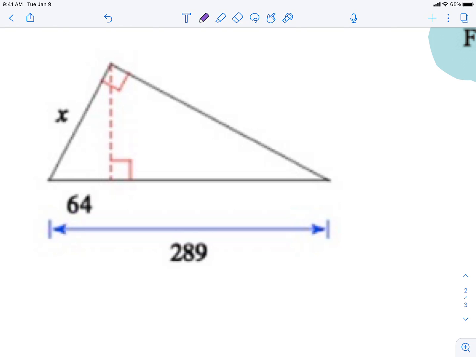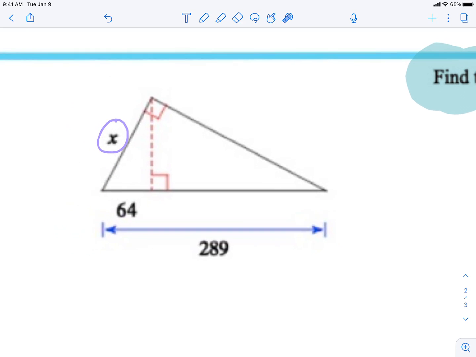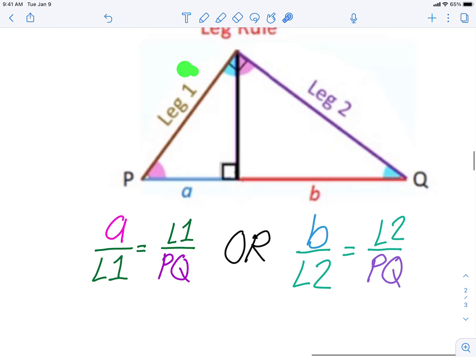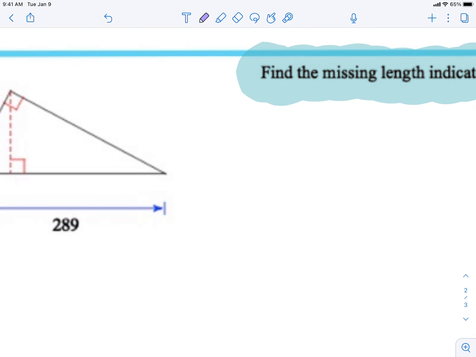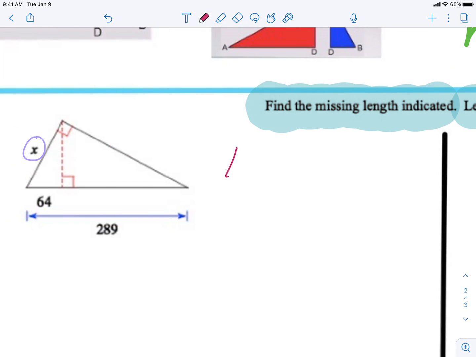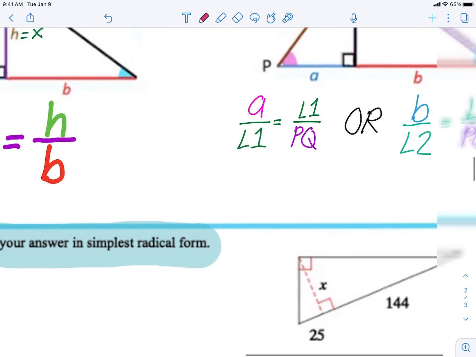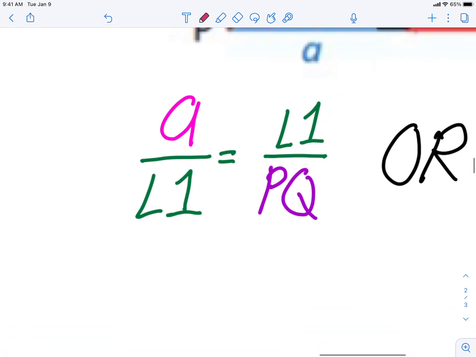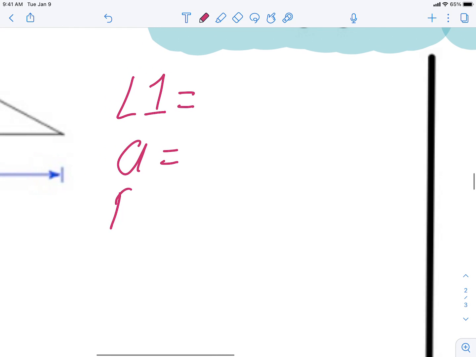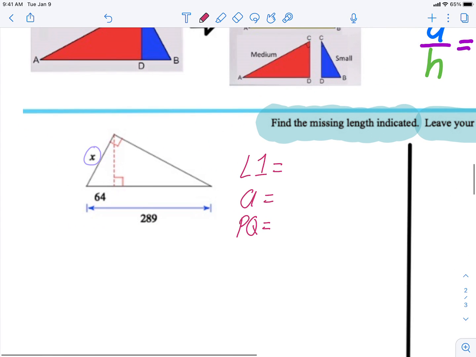So let's take a look at our first example here. What is missing here, kiddos? Well, we know X is missing. It is the left side of this triangle. Left side, so that's L1. So I'm going to use this right here, L1. So let us write down what we need. We need an L1, we need an A, and we need a PQ.